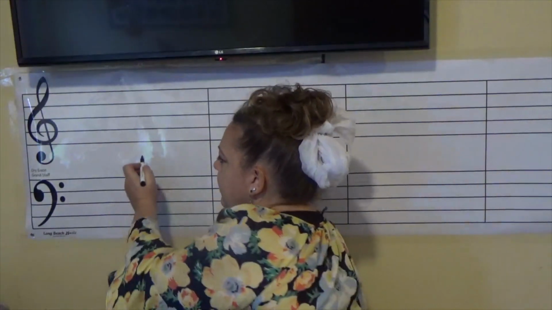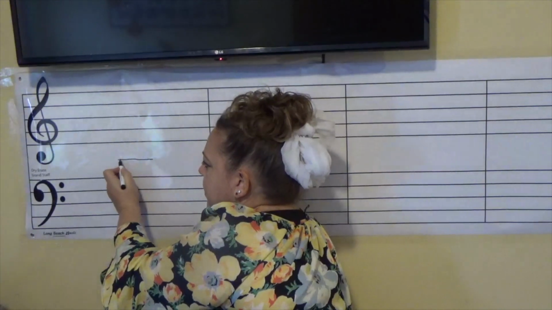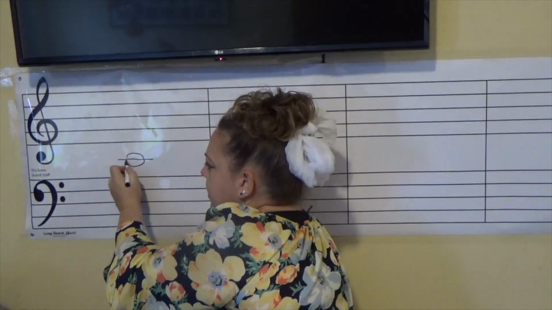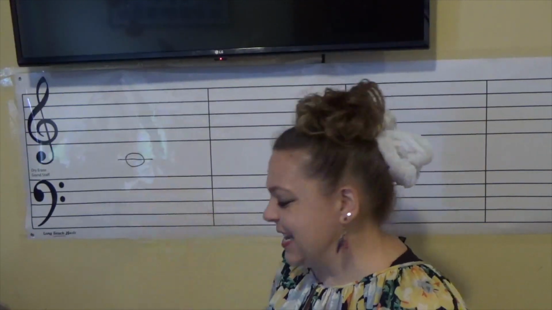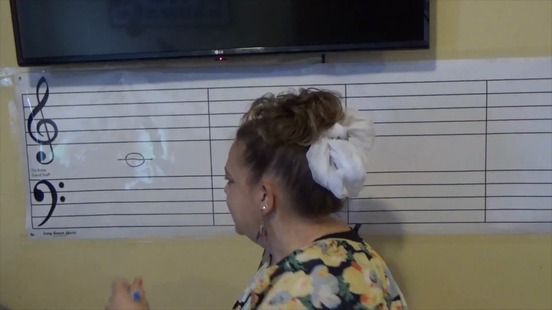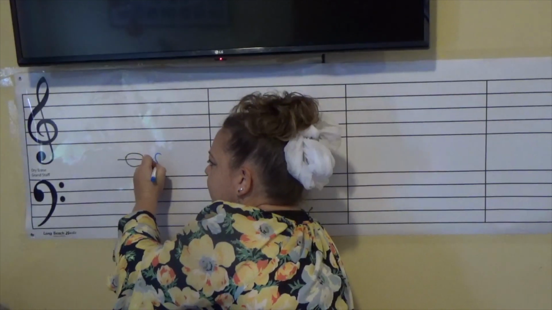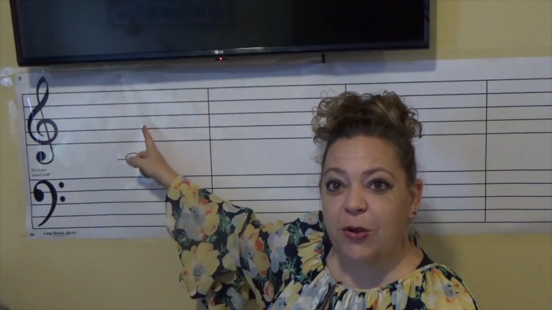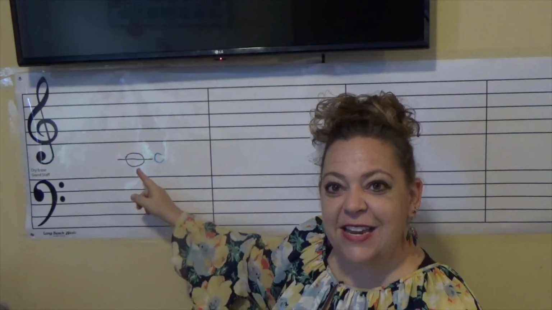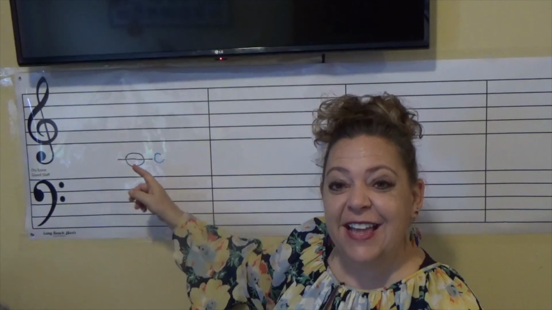If I wrote this note in the middle, which is right here, that note is called middle C, and I'm going to label it a C for you. Now, what's interesting is that this note is a C for the treble clef. It's also a C for the bass clef. That's where the 2 clefs interchange.